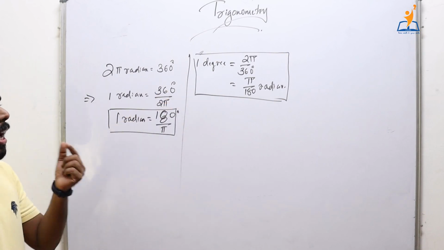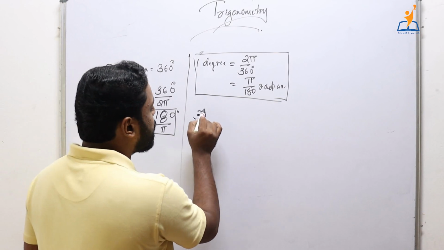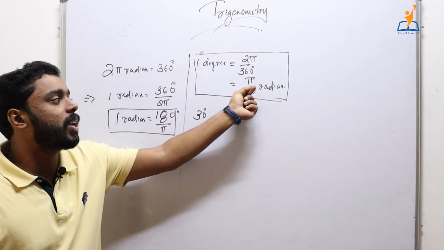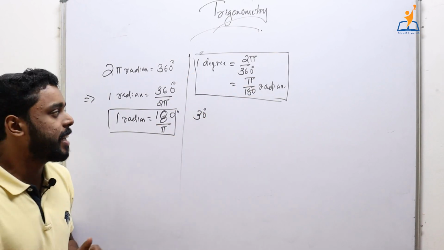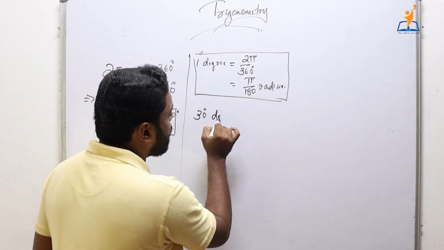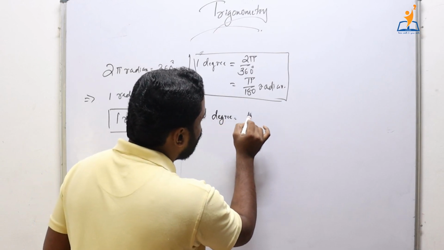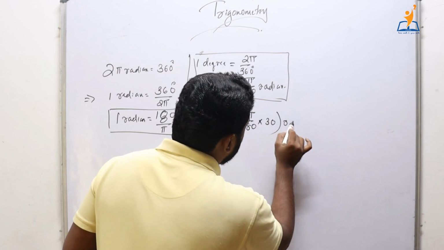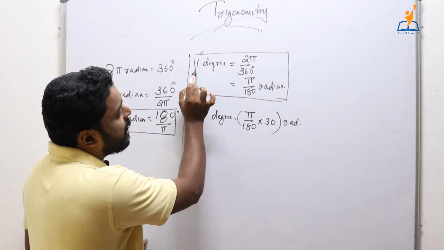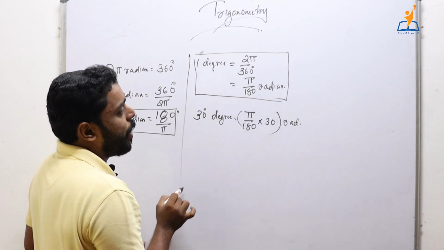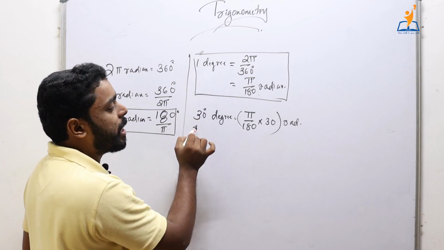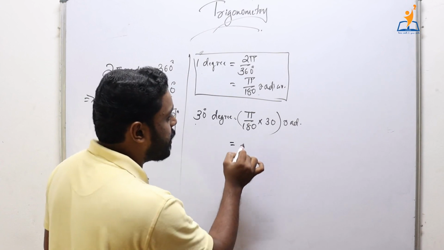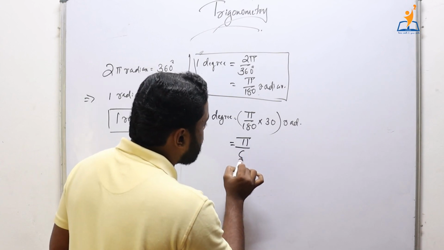Now let me ask you a question. What will be 30 degrees in radians? We know that 1 degree is equal to pi by 180 radians, isn't it? So we have 30 degrees is equal to pi by 180 into 30 radians. What we have done here is multiply both sides of the equation by 30. So the left side becomes 30 into 1 degree, 30 degrees, and the right side becomes this. Now we can cancel, and it becomes pi by 6 radians.